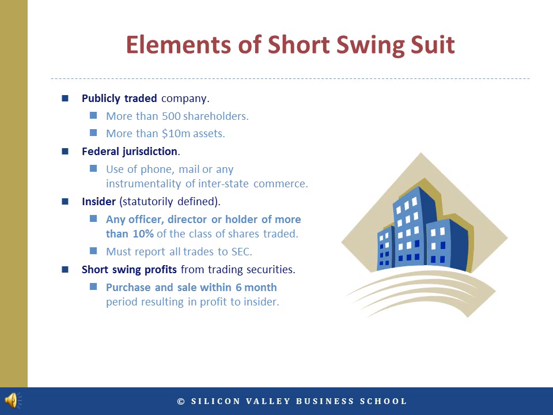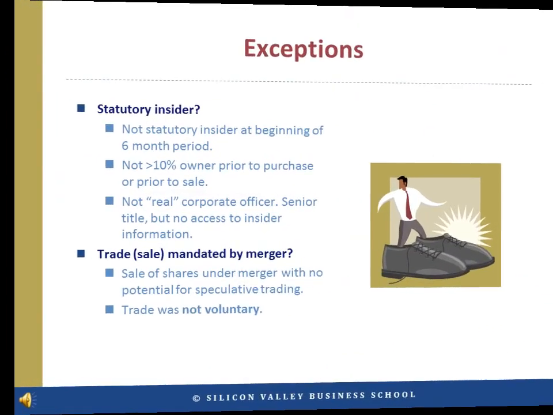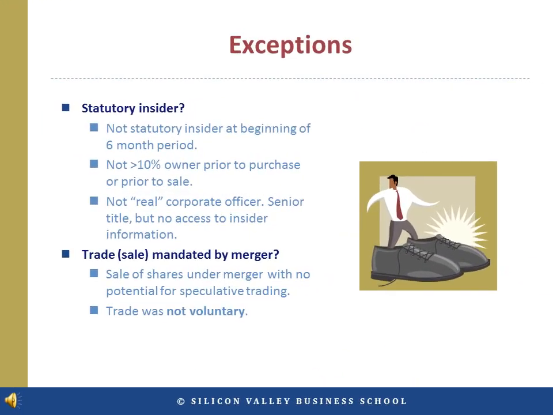So the elements of a short swing rule comprise profits from trading securities within a 6-month period, a statutory insider of a publicly traded company with more than $10 million in assets. Although this is a strict liability rule, some trades can escape liability. An individual qualifying as a statutory insider at the time the shares were sold, but not at the time the shares were purchased, avoids liability under the rule. This usually applies to individuals promoted to officer positions in the organization after they've purchased the shares sold.